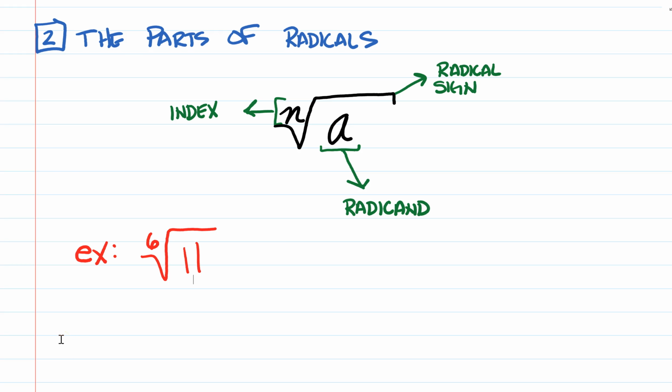Okay, box 2 is all about the parts of radicals. The number that sits on the outside of the radical, this part here, that's called your index. The actual physical sign that I'm tracing out in red for you here, that's called the radical sign. And the number that's underneath the radical sign is called the radicand. So as an example, this 6 is my index, this of course is my radical sign, and the number 11 is my radicand. Those are the parts of a radical.